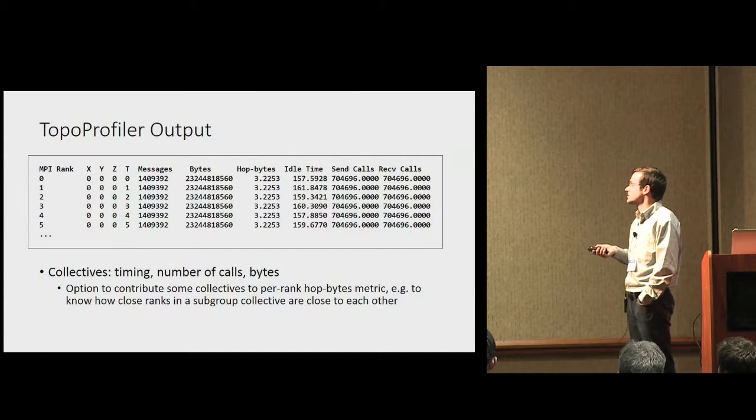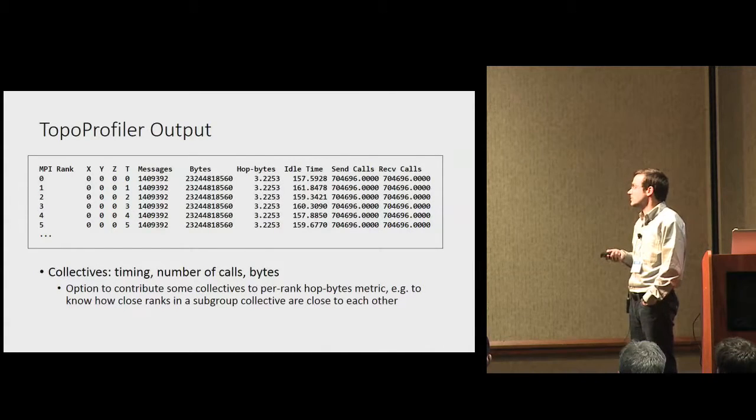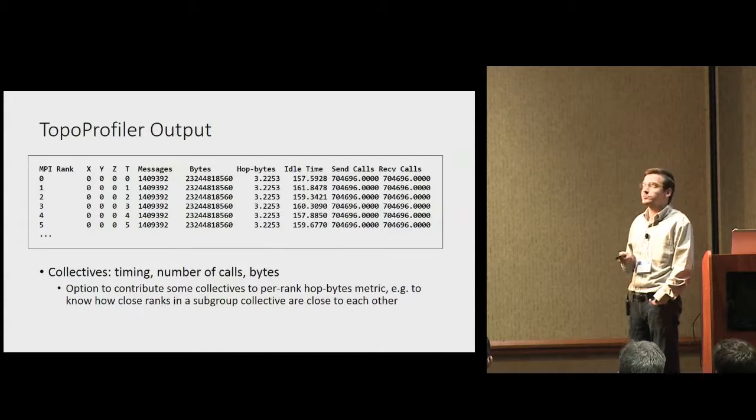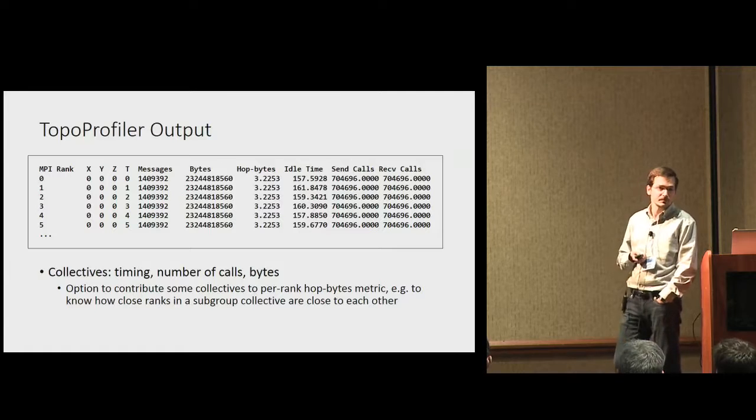And other things that it tells you is where each rank was placed in the machine. These are the 3D coordinates in the machine. And you also get a lot of information on collectives, like the timings. And recently we've been toying with the option to also see the hop bytes of collective operations.